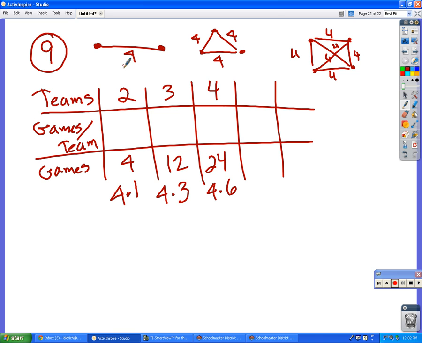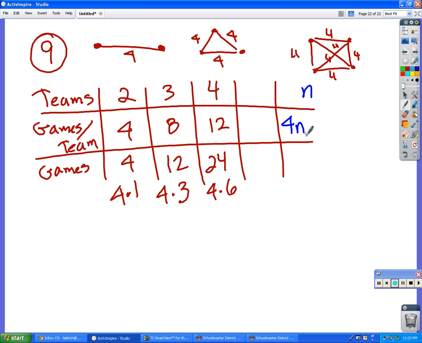4. How many games did each team play here? 8, because they played this one 4 times and that one 4 times. So they played a total of 8. How many games did each team play here? 12. Okay. So if this is my n, these numbers are going up by how much each time? 4. So then I know from what we've talked about before that it's going to be 4 times n.